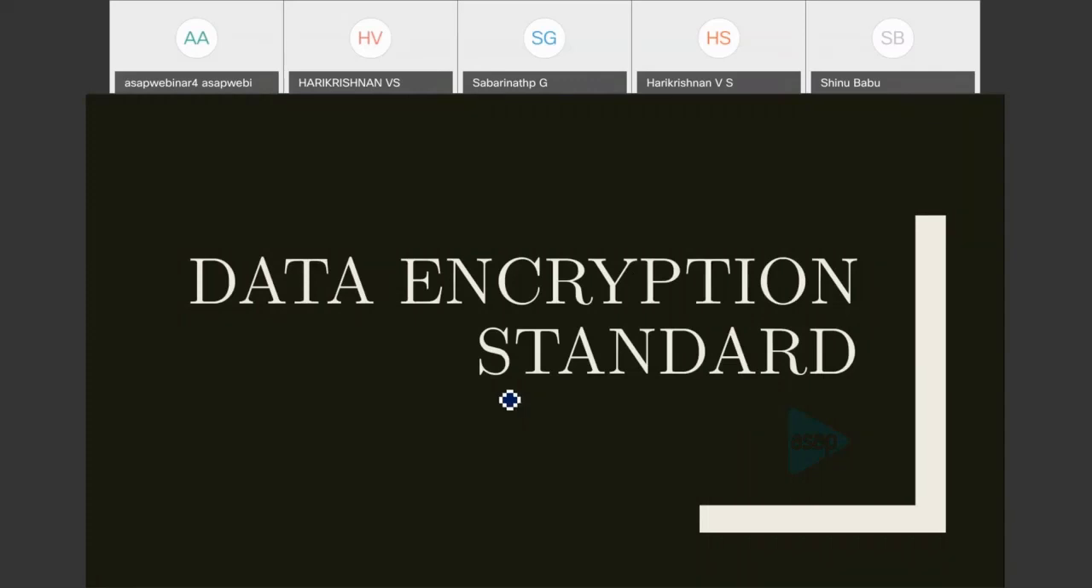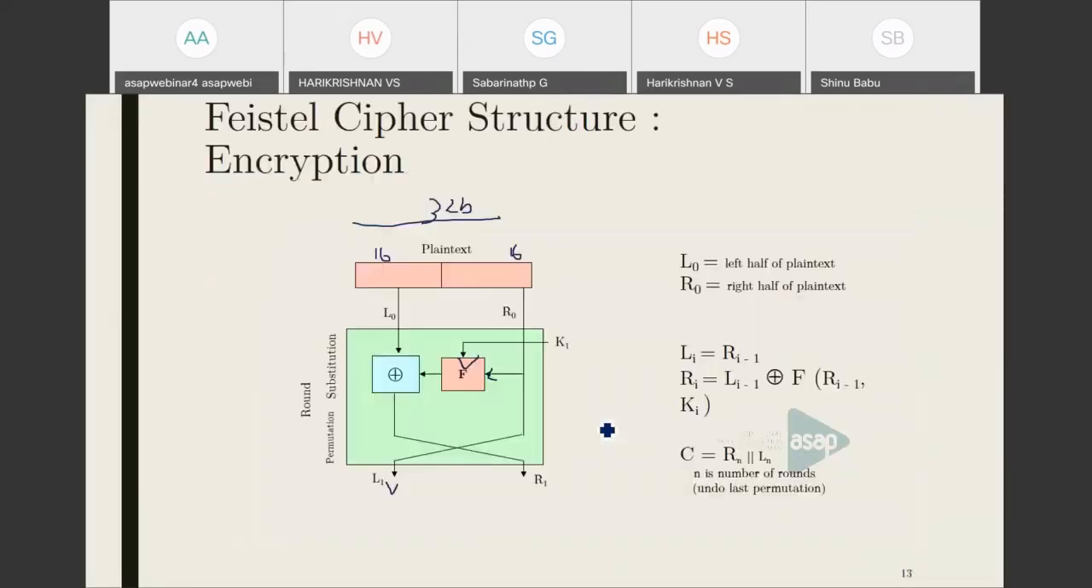Now, having said this about Feistel structure in general, if you have any questions, I think it's close to half an hour. Should we take any questions? Yes, sir. We have a question. It's from Ashik. The question is, are key and round function the same?